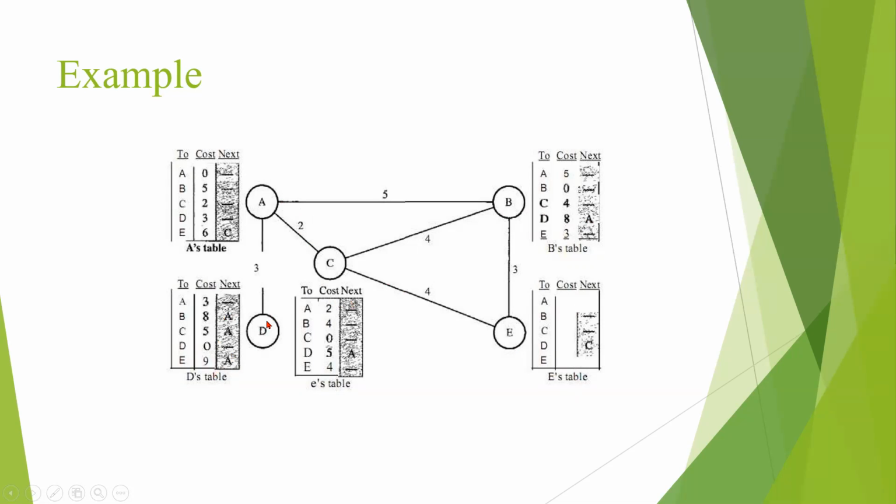D travels to B, D travels to C, D travels to E like this. D will travel to B via A, 3 plus 5, 8. D travels to C, 3 plus 2, 5. D travels to E, 4 plus 2, 6, 6 plus 3, 9.